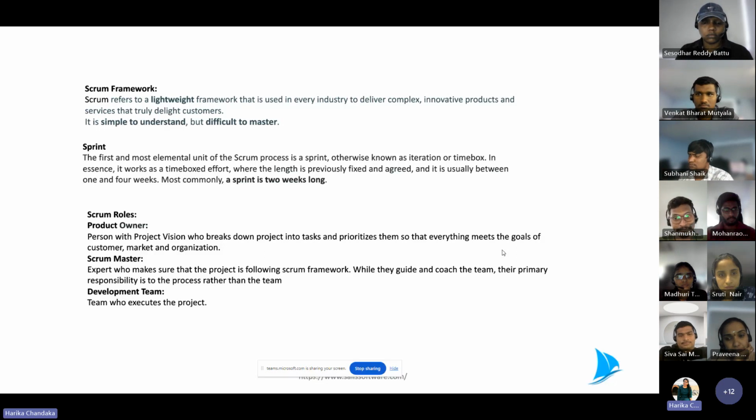And these are the different Scrum roles we have. Product owner, who defines and breaks down the project backlog into multiple stories, and the Scrum Master, who ensures to follow all the sprint ceremonies and aligns the team, and the development team who executes the project. So the devs and the QEs fall into the development team. Hope I'm making things clear.